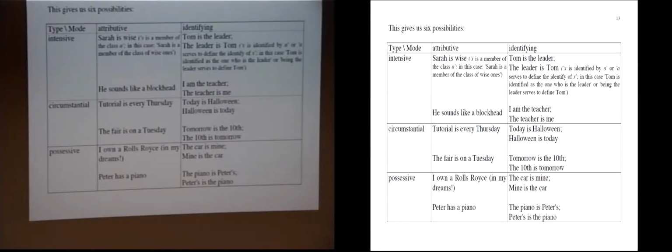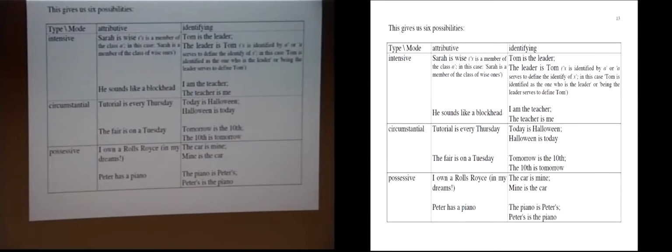Now, with the circumstantial meaning, you would say something like, tutorial is every Thursday, right? Or the fair is on a Tuesday. So in this case, it's not an equational type of meaning. It's a characterization or an attributive type of meaning. Well, what about the tutorials? Well, they're every Thursday. Whereas if you say today is Halloween, Halloween is today. Tomorrow is the 10th. The 10th is tomorrow. So again, it's reversible. But in this case, because it's dealing with time, which is one of the circumstantial meanings, then we consider this a circumstantial relational process.